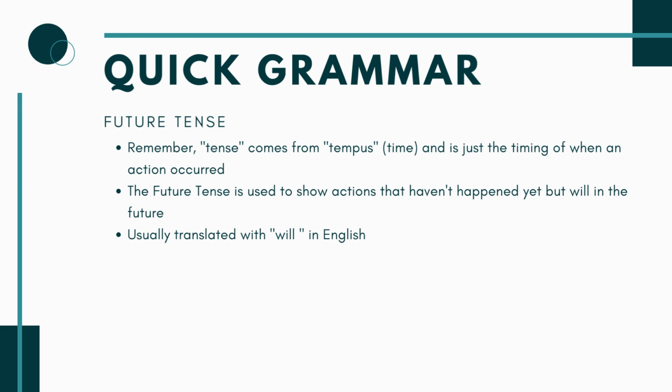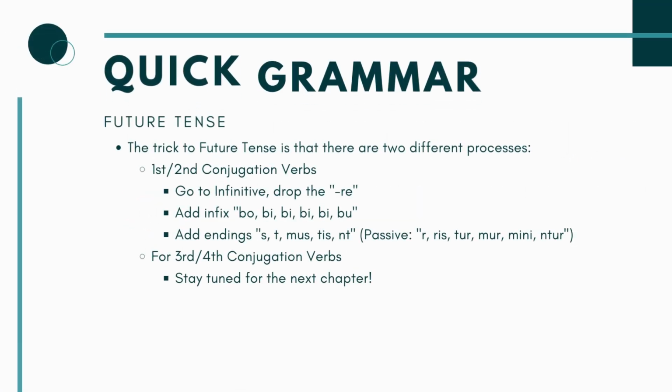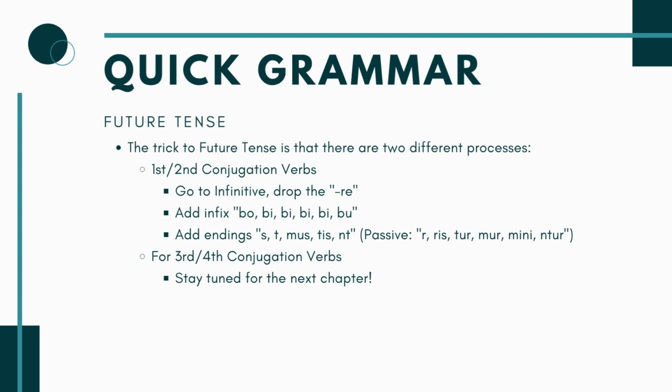And we translate it in English with the word will. That's the most common way to do the future tense. This will happen. So the trick to future tense is that there are 2 different ways to do it, and it depends on the conjugation or group of your verb. In this chapter, we're only looking at first and second conjugation verbs.